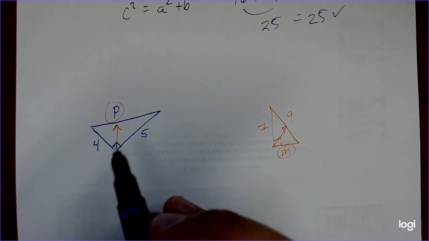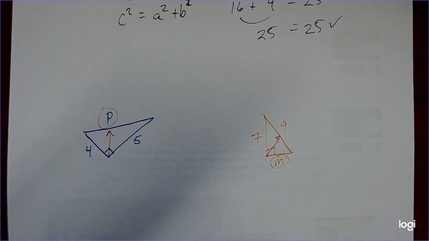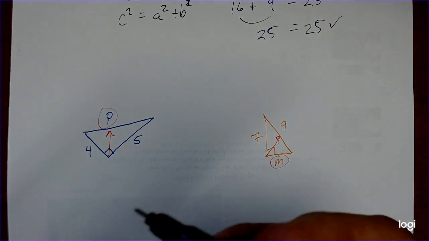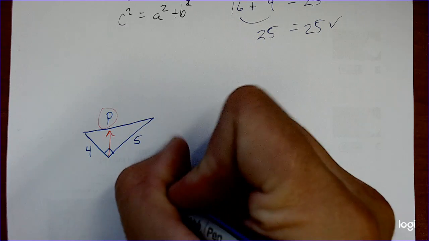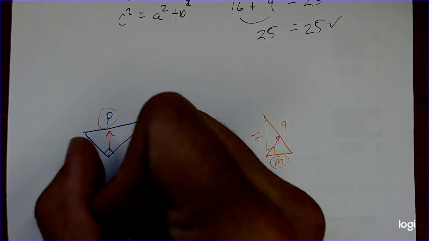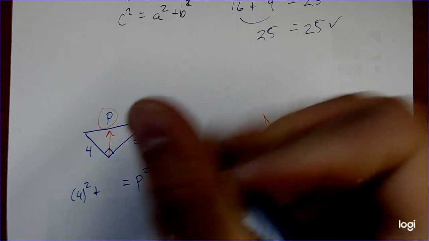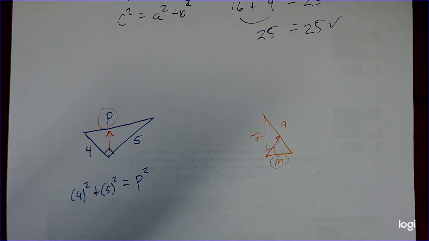So let's start with the first one. What I have to do is plug these numbers into a squared plus b squared equals c squared. I just drew the arrow identifying the hypotenuse, so I know that p squared is the hypotenuse. So something is going to equal p squared. That something is going to be this one squared plus that one squared. So a is 4, b is 5, right? It's the two legs. It doesn't matter what order I put them in.